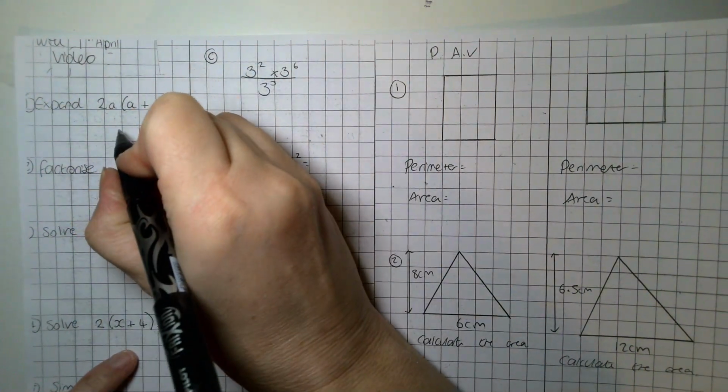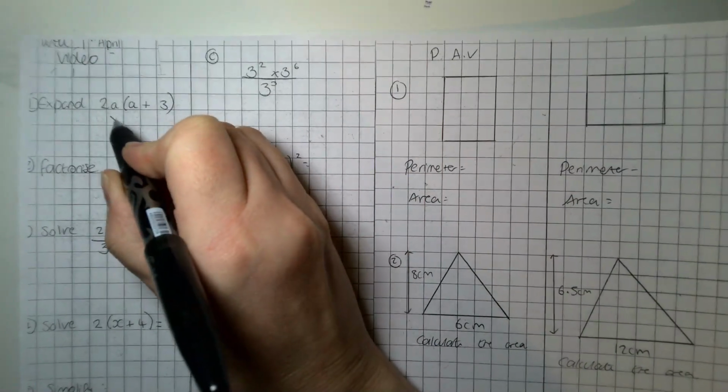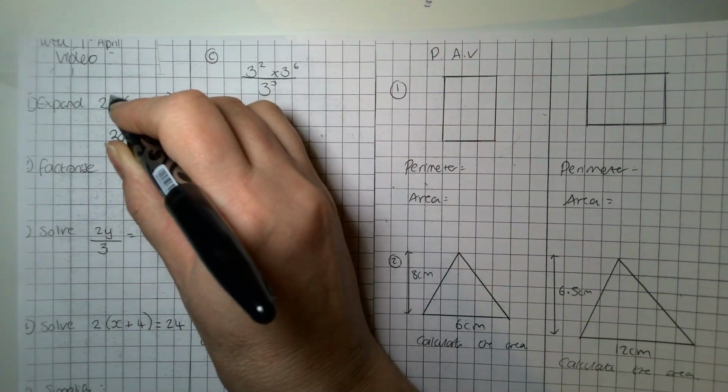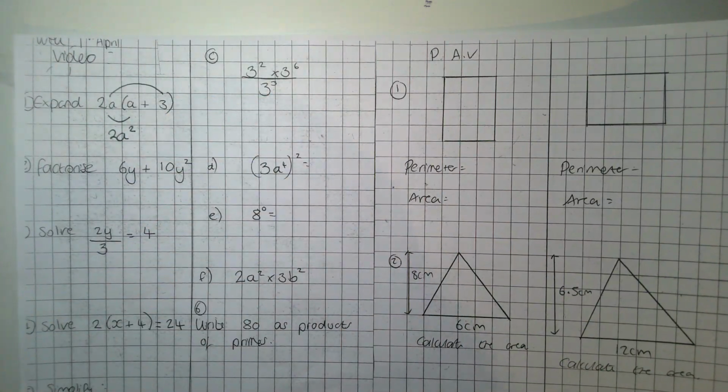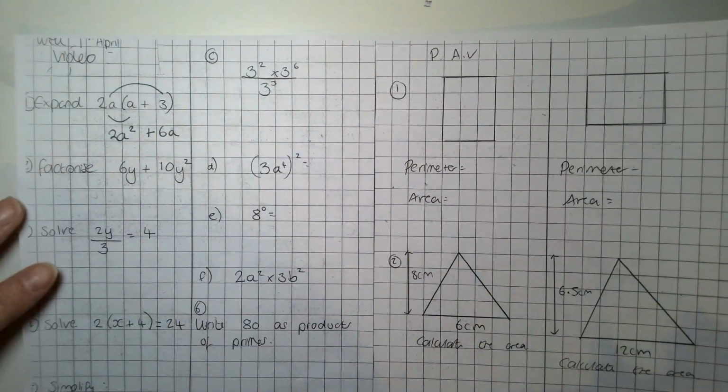So question number 1, expanding the bracket, we're going to multiply 2a by a. That gets us 2a squared. And then we're going to multiply 2a by 3, which gets us 6a.